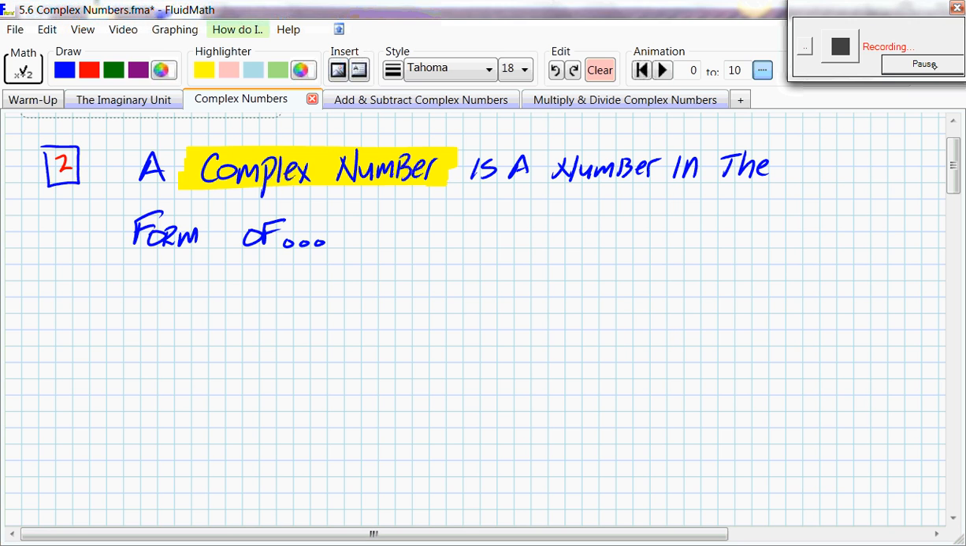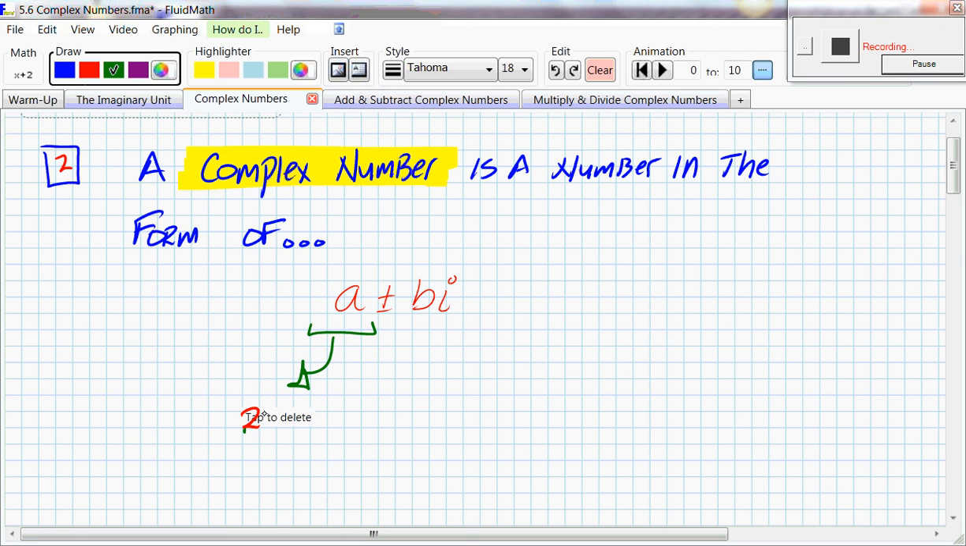Okay, a complex number, right? This is box number 2. A complex number is a number in the following form. It looks like a plus or minus bi. Now there's 2 parts to a complex number. There's the first part, and that is the real number part. And then the bi in the back, that's the imaginary part.